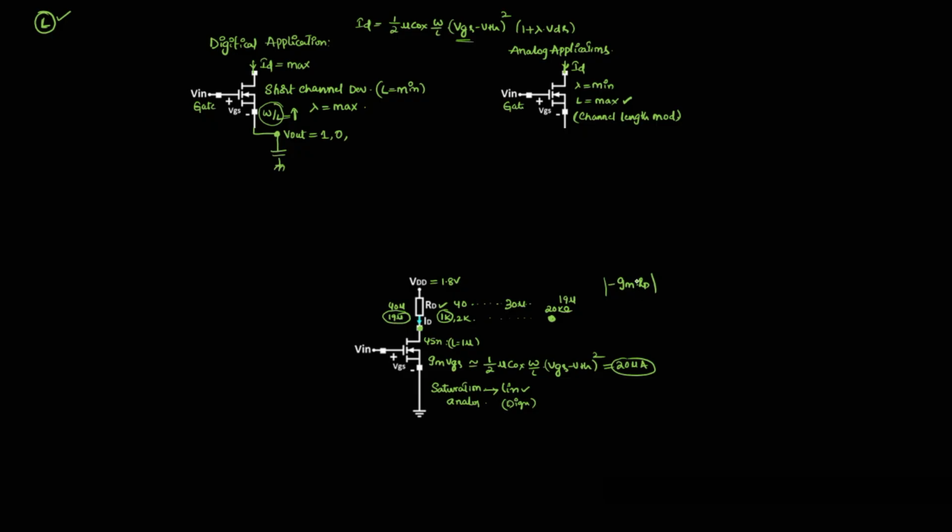But the problem with keeping the value of RD maximum to get the maximum gain is that the transistor may go into the linear region. So further we cannot get the maximum gain, right? So these two, the choice of the length and the choice of RD, we have to keep in mind while doing the simulation. Let us go into the simulation once again.